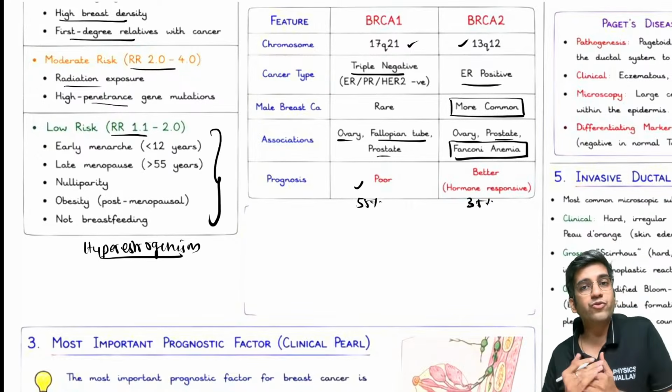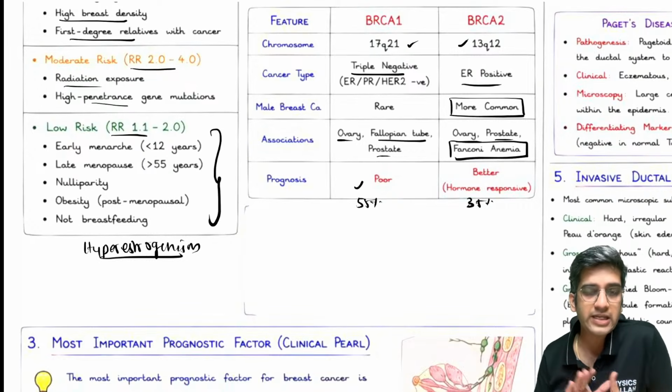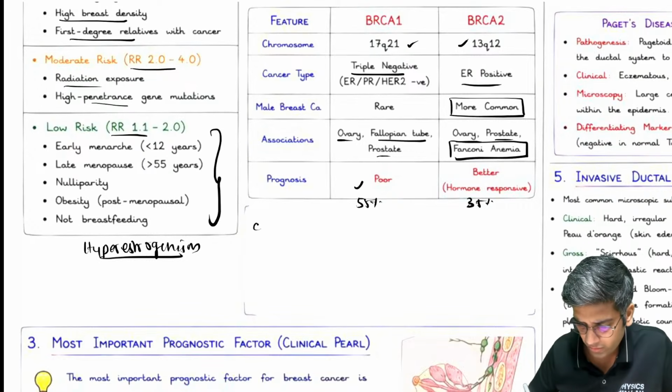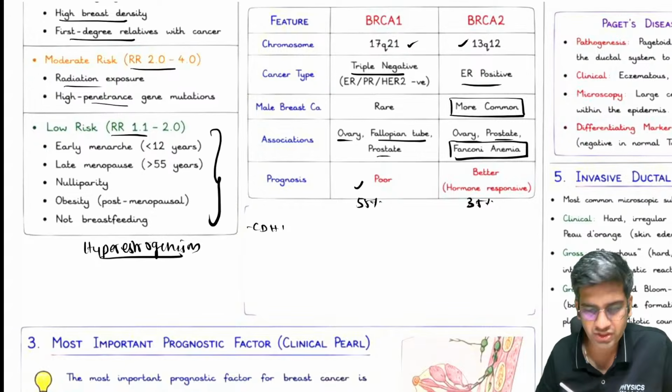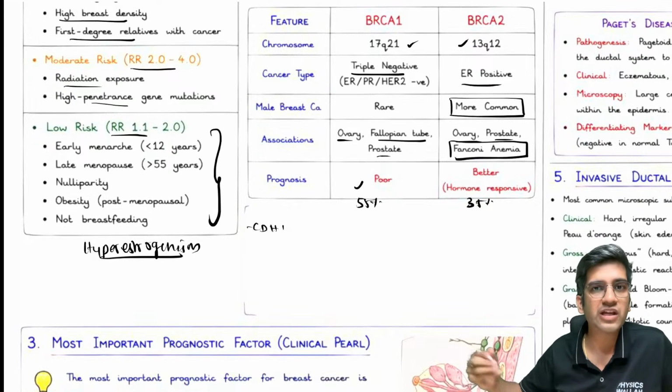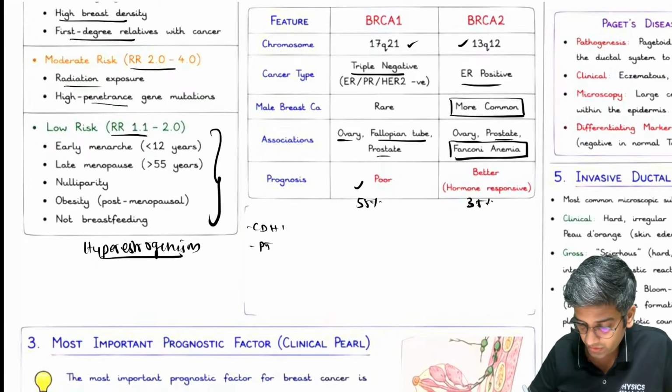Okay. There are a few more inherited cancer syndromes. One of them which I don't want you to forget is the CDH1 mutation related, hereditary lobular carcinoma of the breast. You can have PTEN, which can cause it. You can have Peutz-Jeghers syndrome, which can cause it. Okay. How can you forget Li-Fraumeni? Li-Fraumeni can cause it.